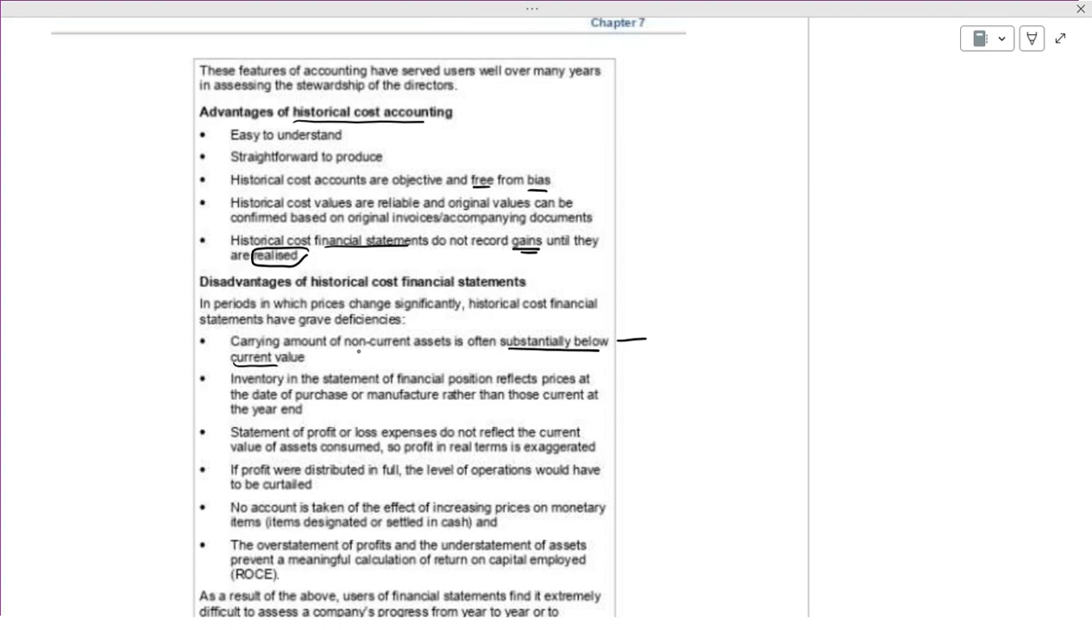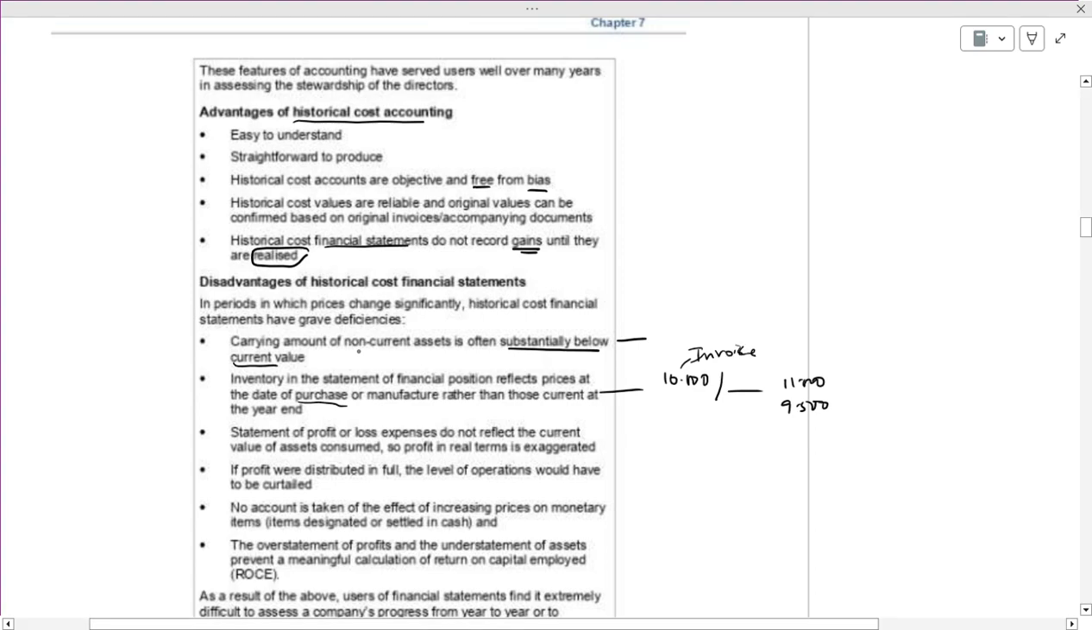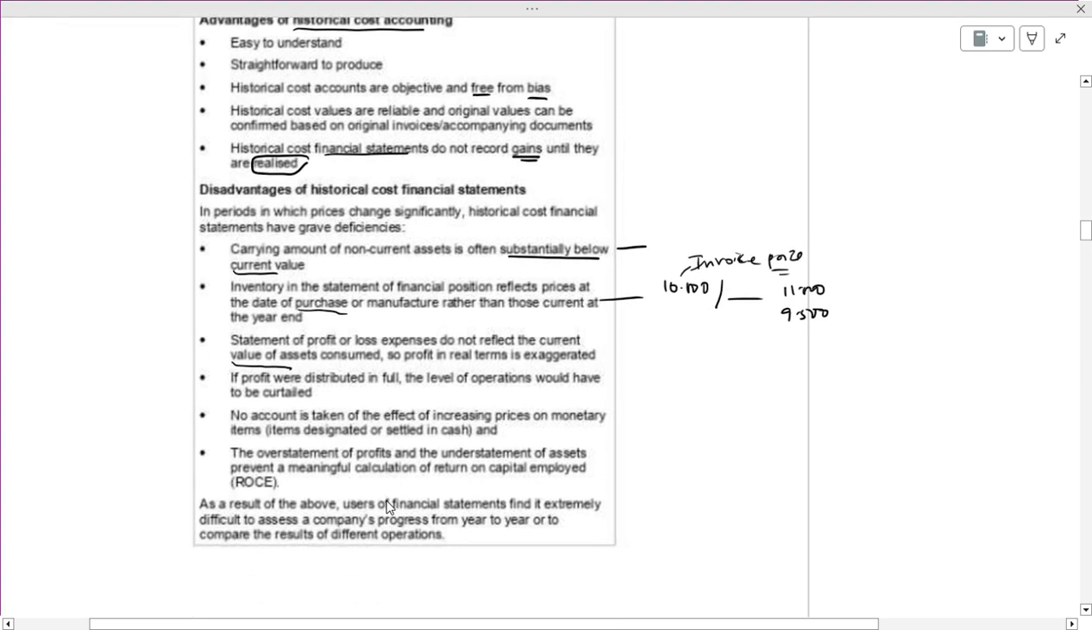Cost minus depreciation. See, inventory in the statement of financial position reflects the prices at the date of purchase. Yesterday we purchased for 10 reals. Now you will purchase for 11 reals, or for 9 reals 500. But whatever the invoice price is, that is the price we will take. The statement of profit and loss does not reflect current values. Definitely, historically we will not use current values.